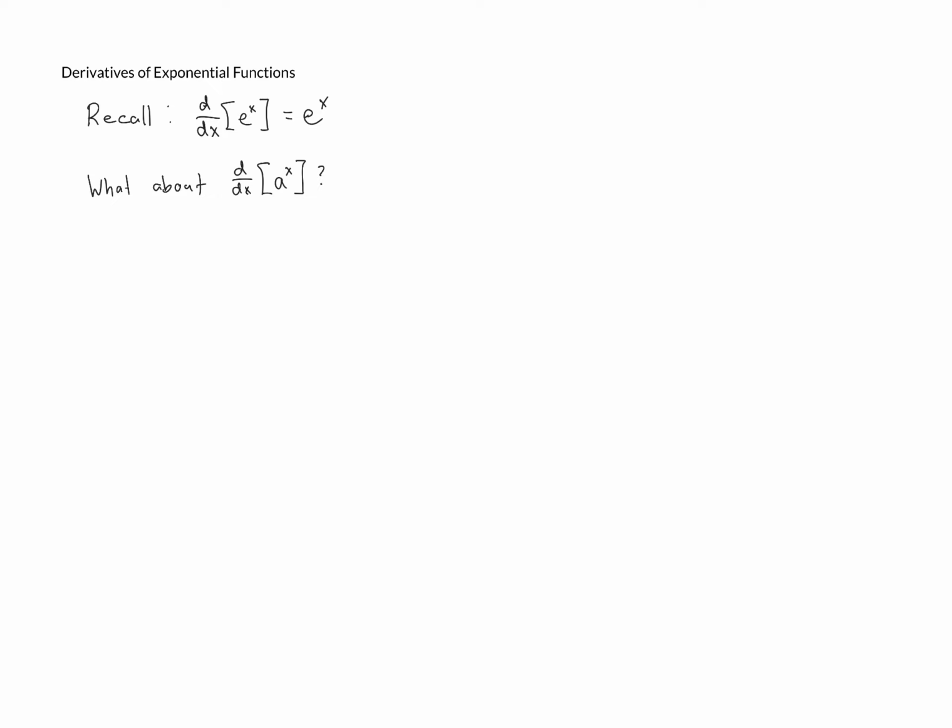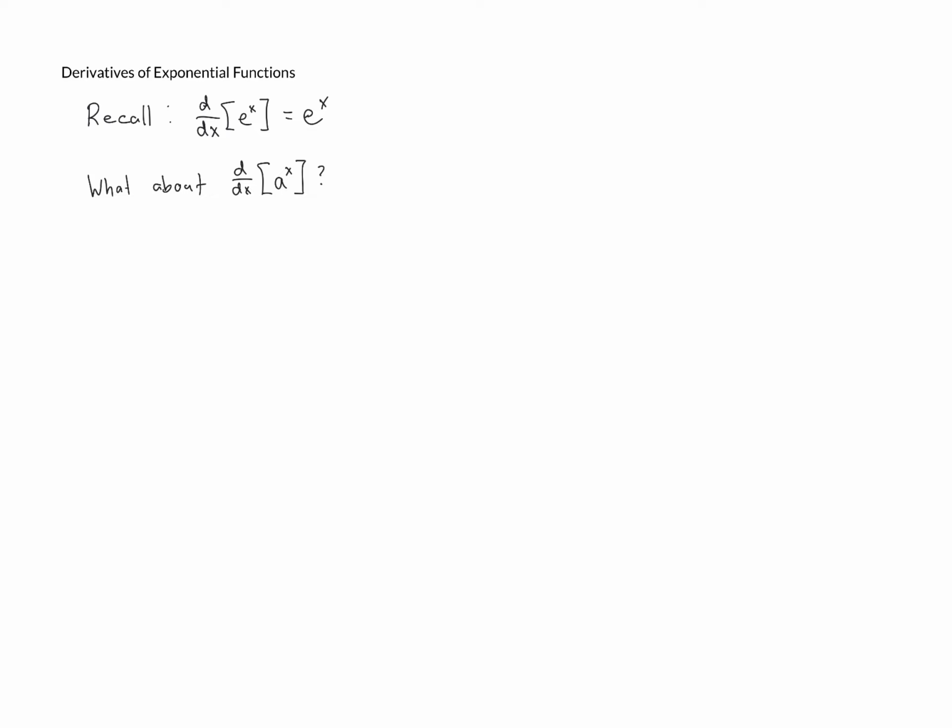Greetings. Today I want to look at derivatives of exponential functions. We're going to start by recalling we have taken the derivative of an exponential function before. We know that the derivative of e to the x is just e to the x. But what about the derivative of a to the x, where our base a is not equal to e? For example, 2 to the x, or 10 to the x, or 37 to the x.